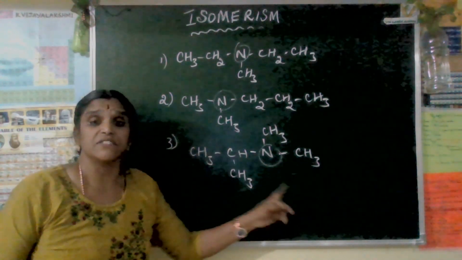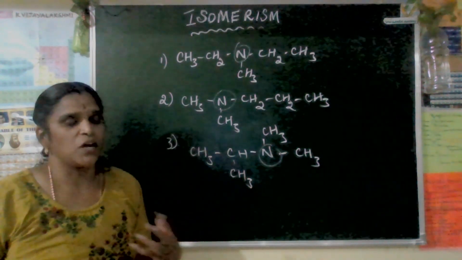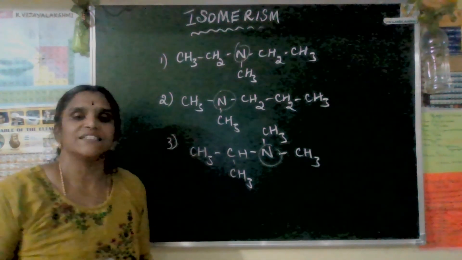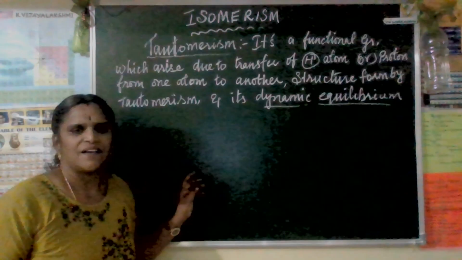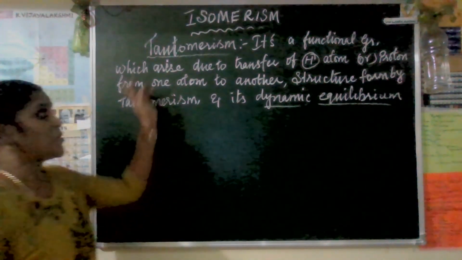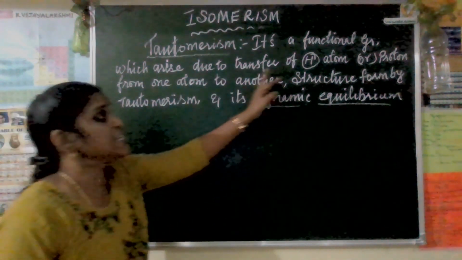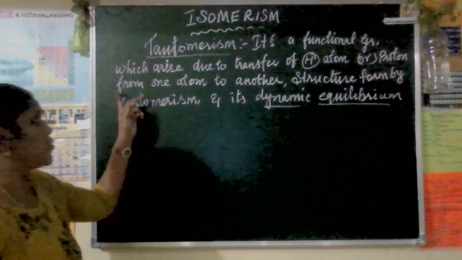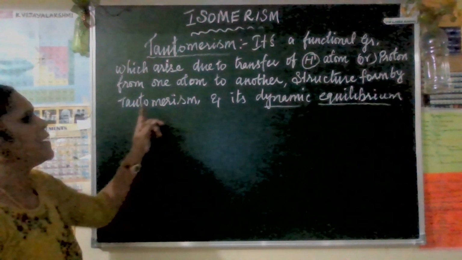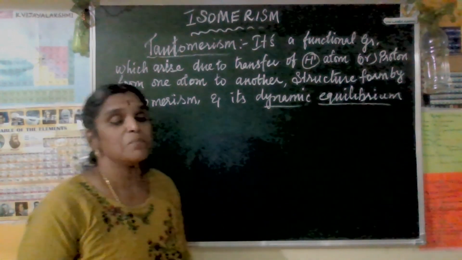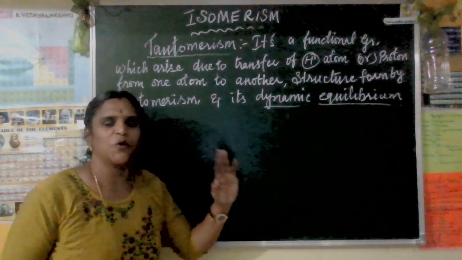Now we are going to see tautomers, which is very important. As we look at examples, we will come to know the idea, and then we can solve the problems related to the question. Most awaited part, tautomerism. It is a functional group isomerism which arises due to transfer of a hydrogen atom or proton from one atom to another. Structures formed by tautomerism are in dynamic equilibrium.